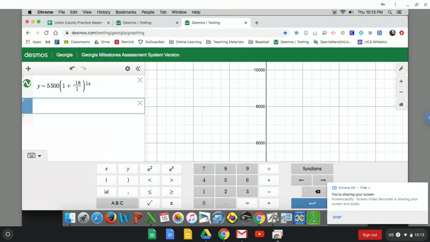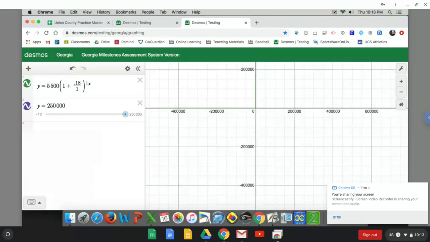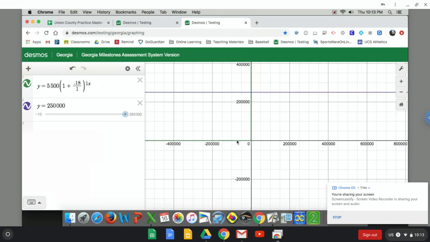And then we put y equals 250,000. You have to pay attention. Your y values right now are at 8,000, so you're going to have to scroll out a pretty good bit before you see it. So now we have 200,000. We can see the green, which is the line, and then you see the intersection point.